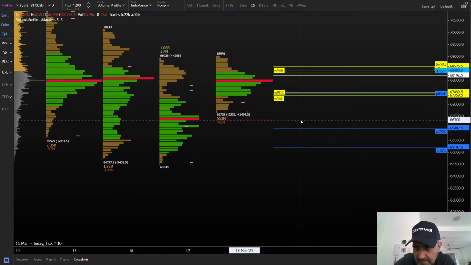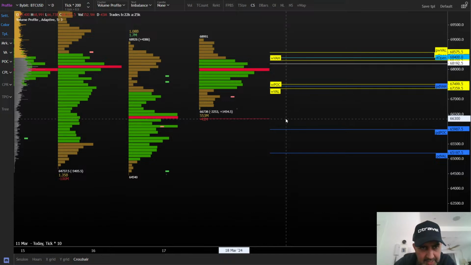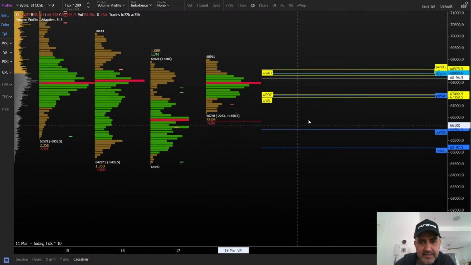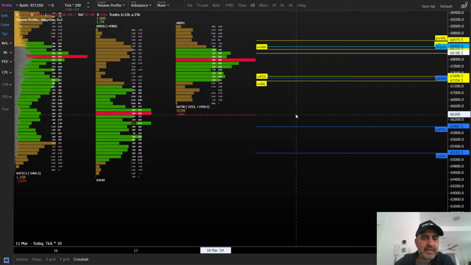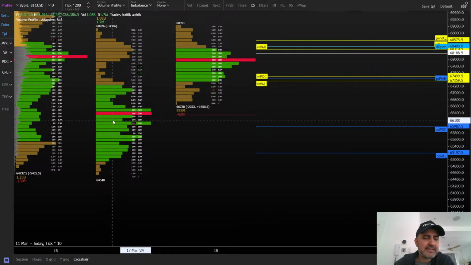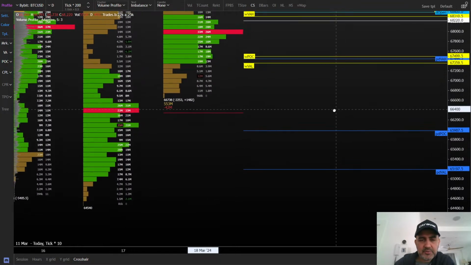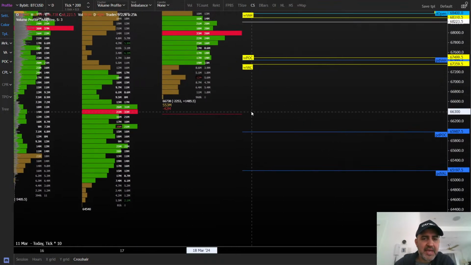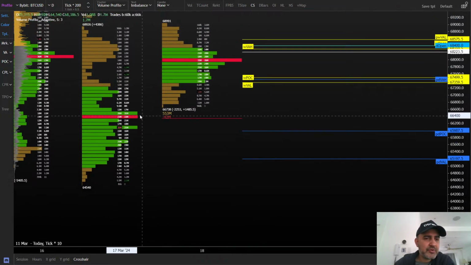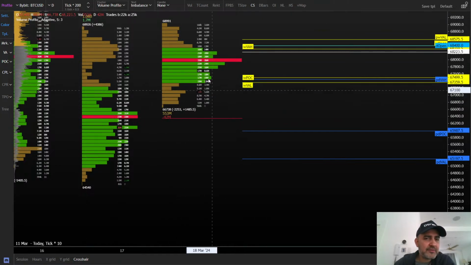Okay, so we have a naked point of control. What a naked point of control is, it's a naked daily point of control. It means it's the point of control of yesterday, and when it prints, then it's called naked. It's called naked because it hasn't been traded through yet. So because yesterday's point of control was at about 66,400, today the price hasn't traded through, so there is a naked point of control there.